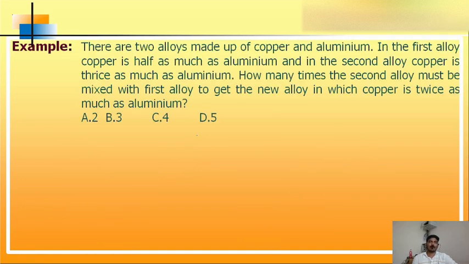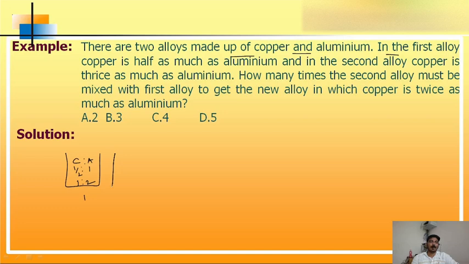And here is the next question. There are two alloys made up of copper and aluminum. In the first alloy, copper is half as much as aluminum. Suppose the aluminum is 1 part, copper is half a part. If we convert it into a ratio, it will be 1:2. And in the second alloy, copper is thrice as much as aluminum. If the aluminum is 1 part, the copper will be 3 parts.